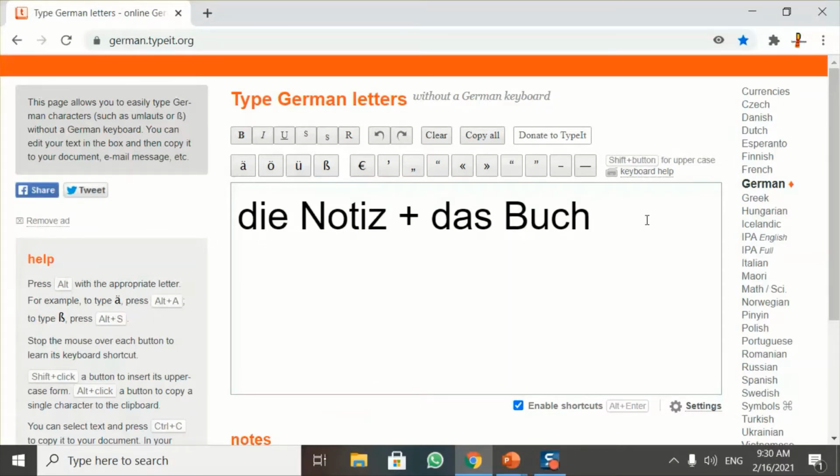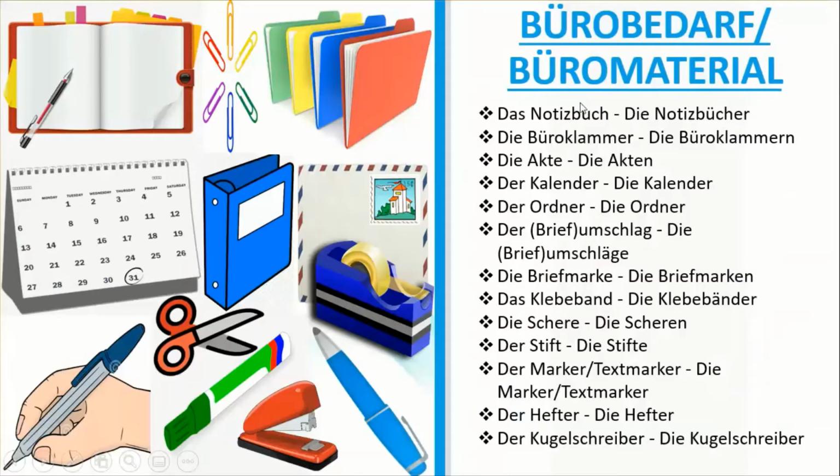To write notes or notes, because in plural, die Notizen. And one book is das Buch, many books, die Bücher. Then we have die Büroklammer, singular, die Büroklammern, plural.